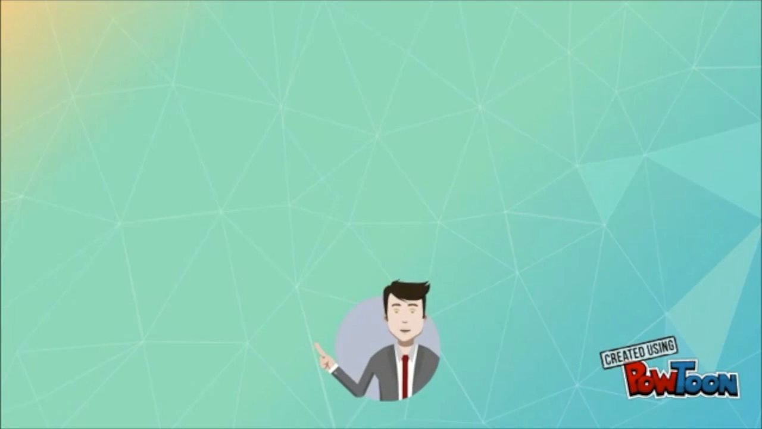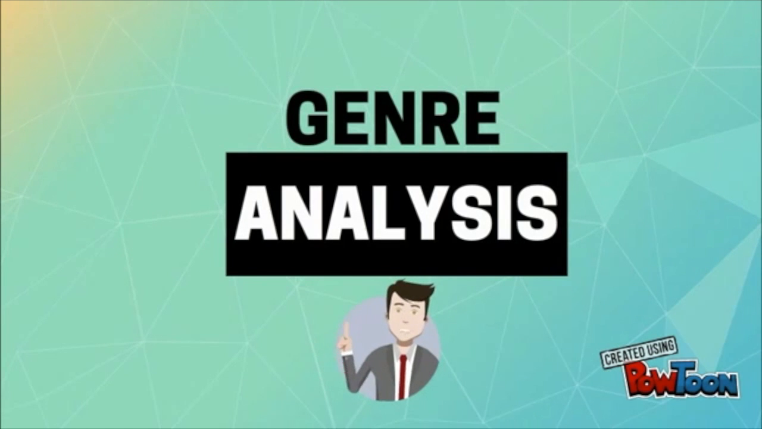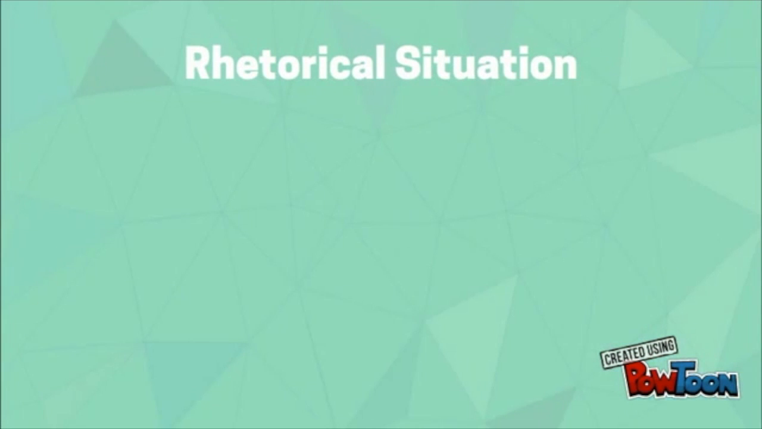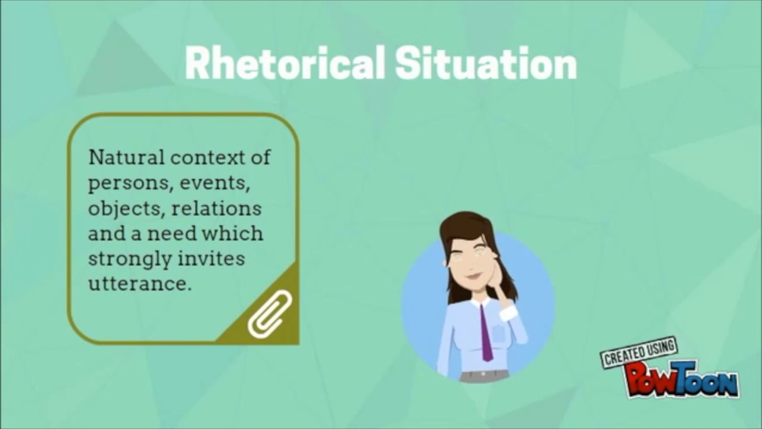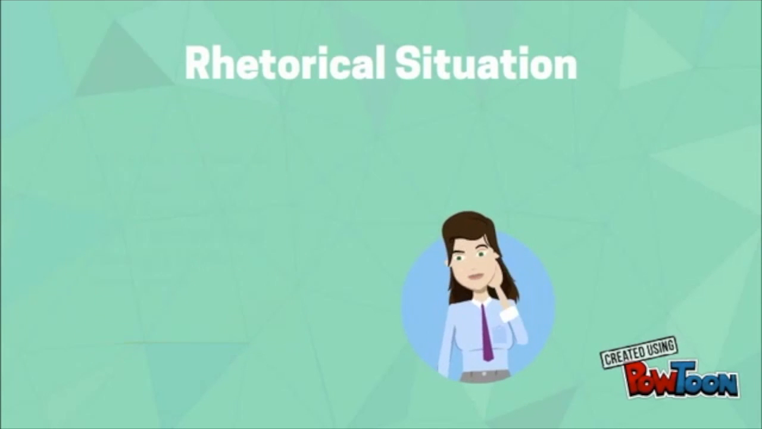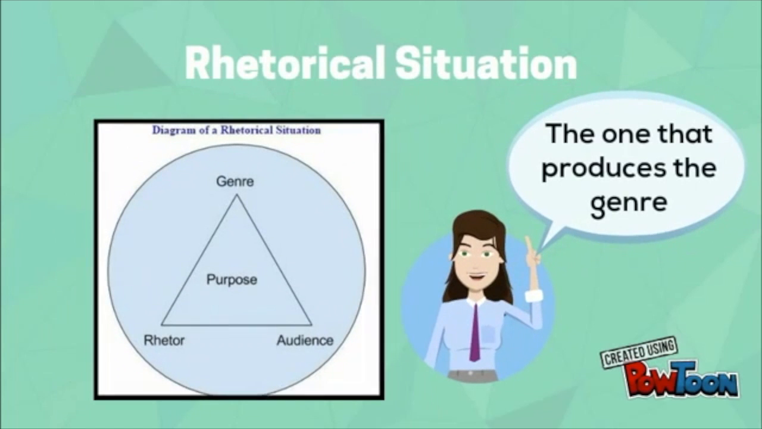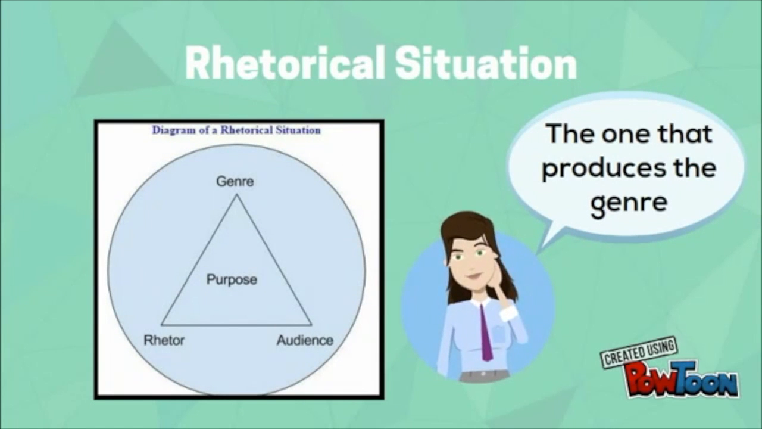Now we're going to move on to the genre analysis section. Stay tuned. We will start the analysis section explaining the rhetorical situation, which, according to Bitzer, is defined as a natural context of persons, events, objects, relations, and a need which strongly invites utterance. In TED Talks, the rhetor, who is the one that produces the genre, will be the speaker giving the talk.